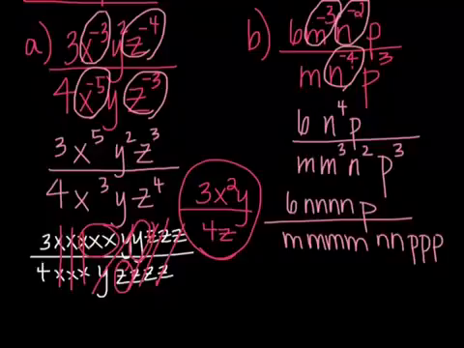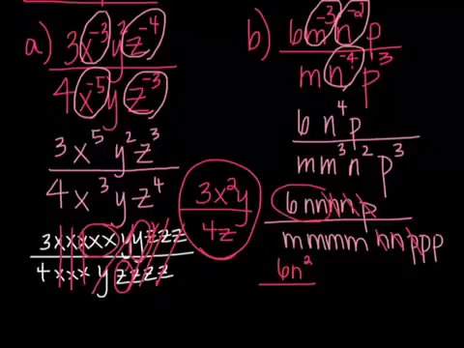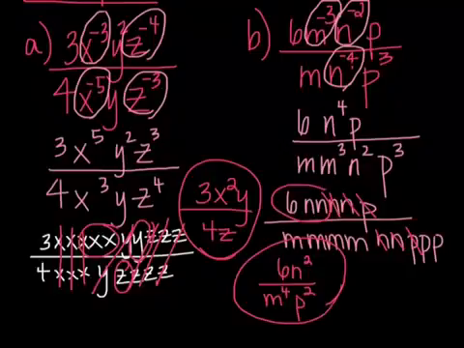Now I'll cancel out any pairs from top to bottom. I see that I can get rid of 2 pair of n's and a pair of p's. That will leave me 6n squared on the top of my fraction. I have m to the fourth and p squared in the denominator. And this would be my final simplified answer.